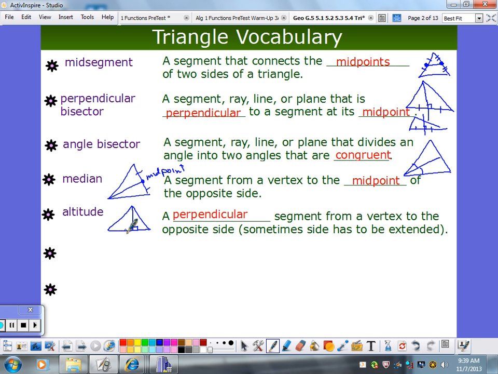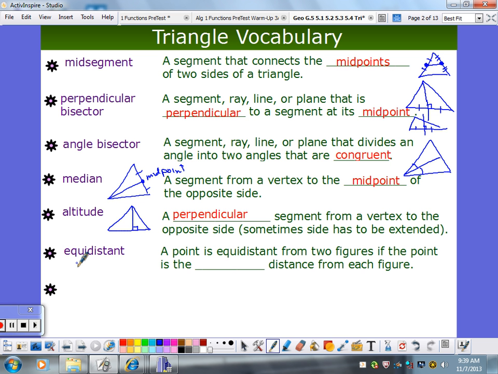Do not necessarily think that these two pieces are congruent. It does not have to be a bisector. Sometimes it is, but it does not have to be a bisector here. It's just a perpendicular line. The height gives you the height of a triangle.